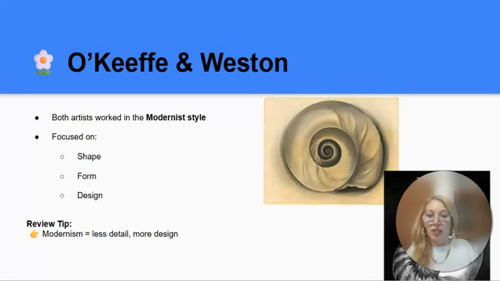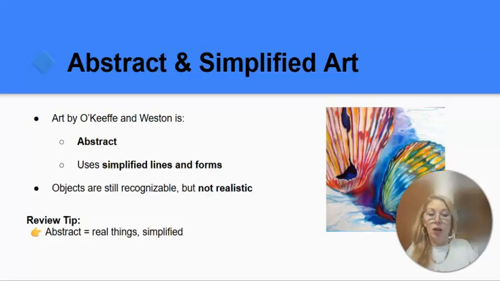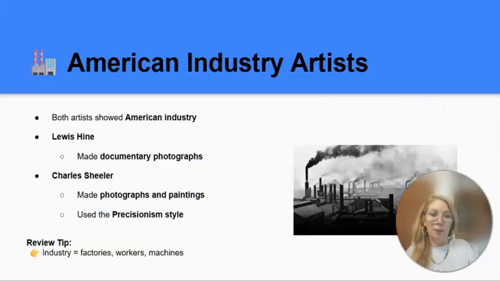O'Keeffe did paintings and work with pastels. Weston was a photographer. So both artists worked in the modernist style. They focused on shape, form, and design. We talked about abstract and simplified art. Art by O'Keeffe and Weston is abstract. It used simplified lines and forms. The objects are still recognizable, but not realistic.